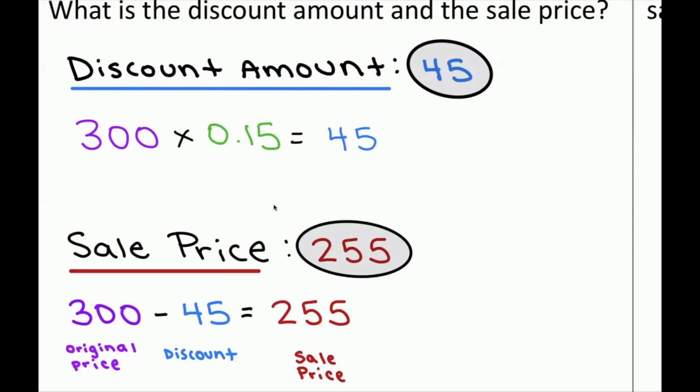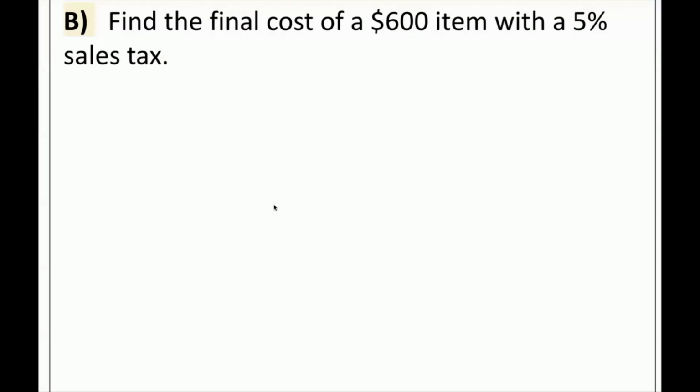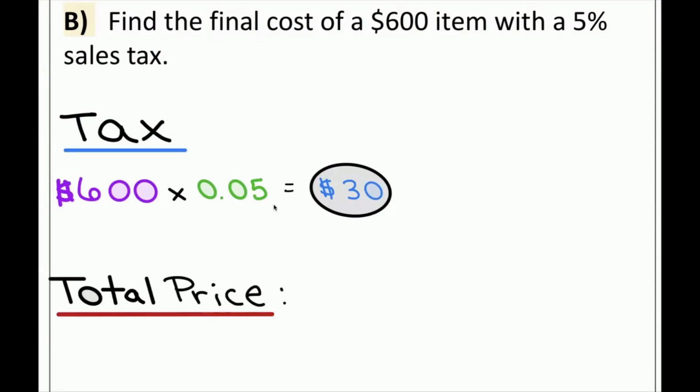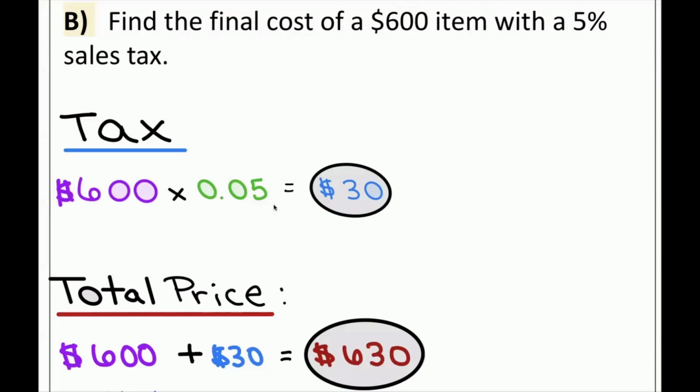Let's check our work for B. To figure out the sales tax, that's the part. So we'll take our original price, 600, multiply it times 0.05, and that means that we're paying $30 in tax. Now it says find the final cost. So that's not our final cost, that's just our tax. To figure out our final cost, we have to take 600 and add how much we have to pay in taxes. And so our total would be $630.